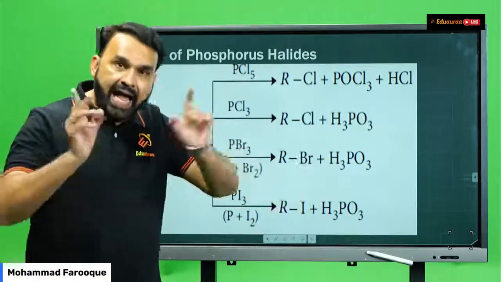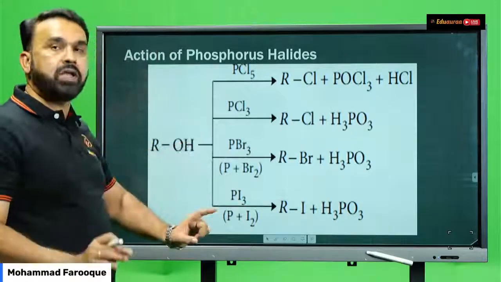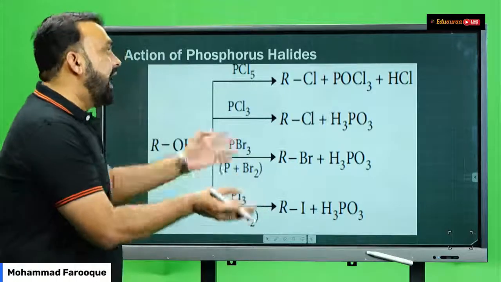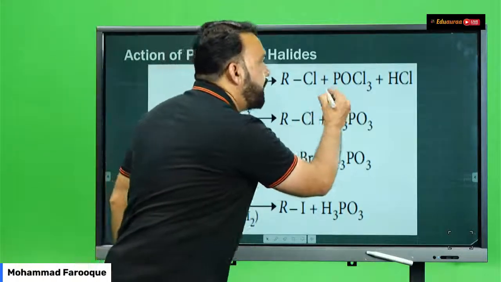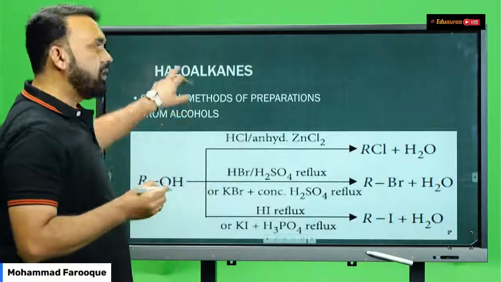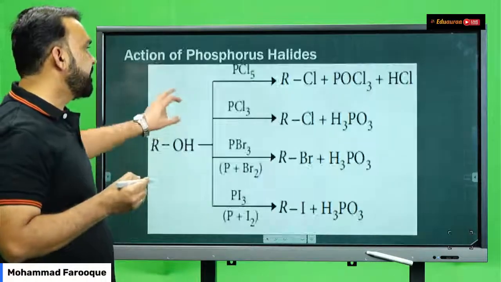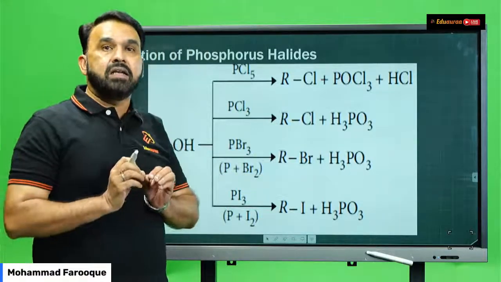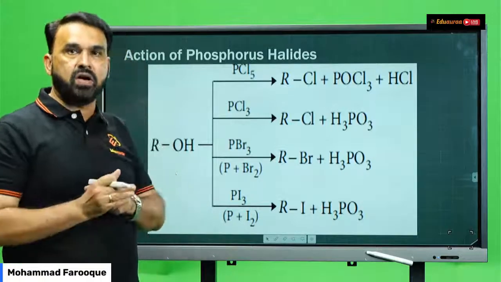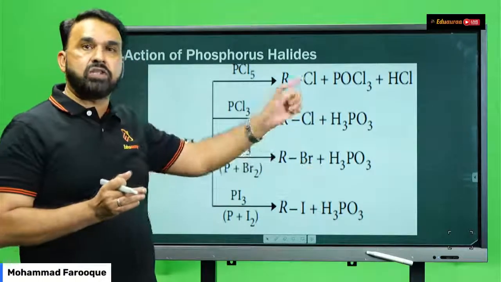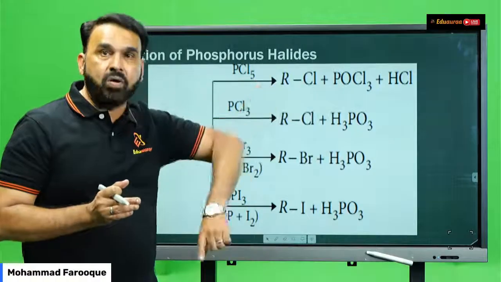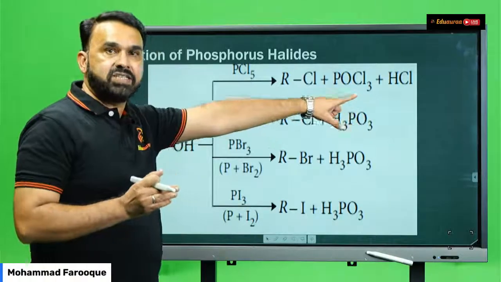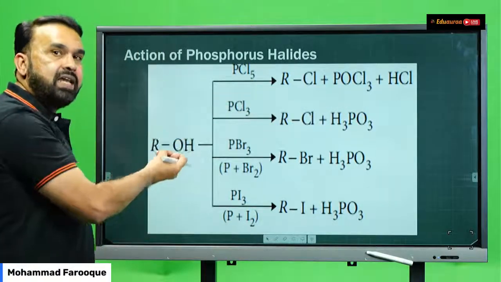But if you carry out the reaction with a PCl5 molecule or a PX5 molecule, you will get alkyl halide, and along with that, you will get POX3, and you will also get the HX molecule. So these are the products that you're supposed to remember. The difference is, with the PX3 molecule, you'll get phosphorus acid. But with the PX5 molecule, you will get POX3 plus HX molecule as the byproduct, along with the alkyl halide.